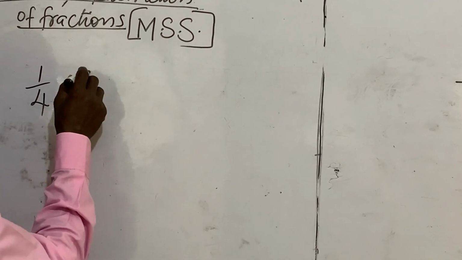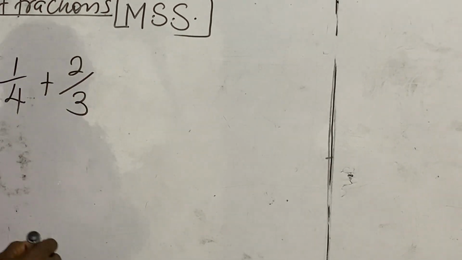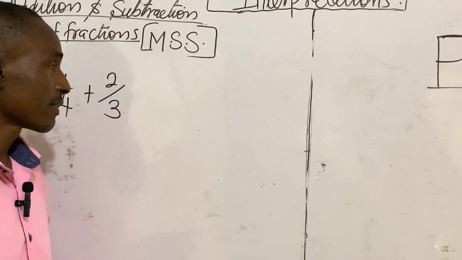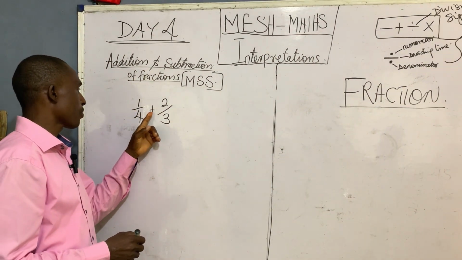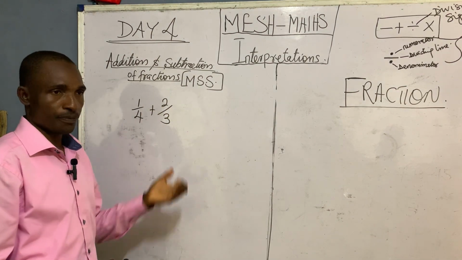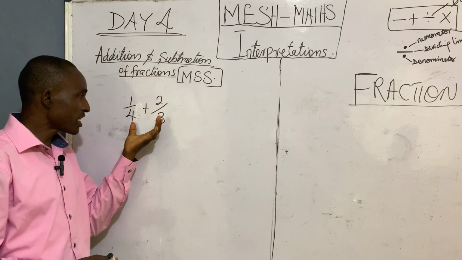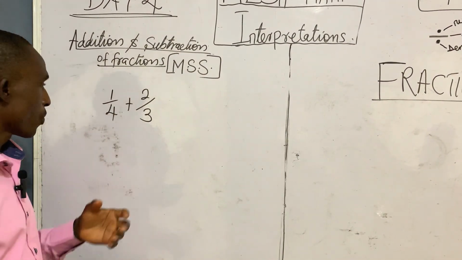1/4 plus 2/3. For instance, 1/4 plus 2/3. So what do we do? We want to add them together.